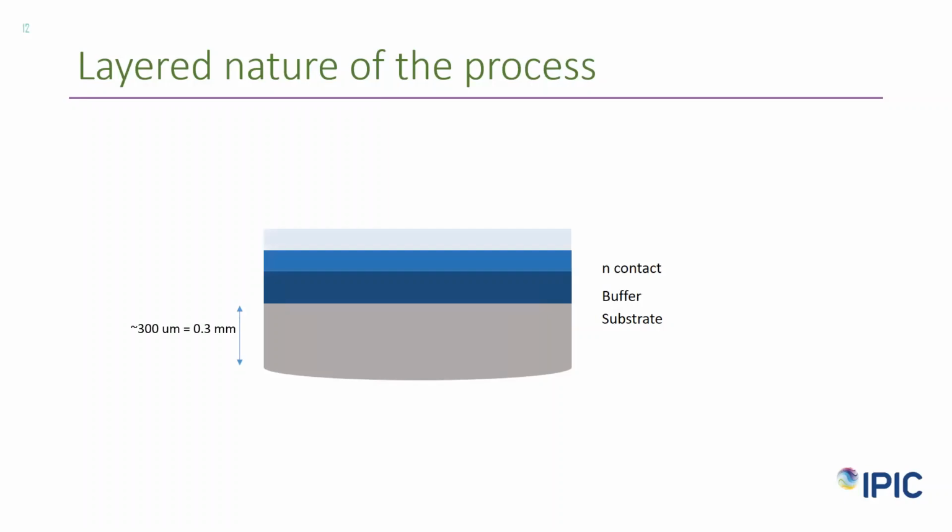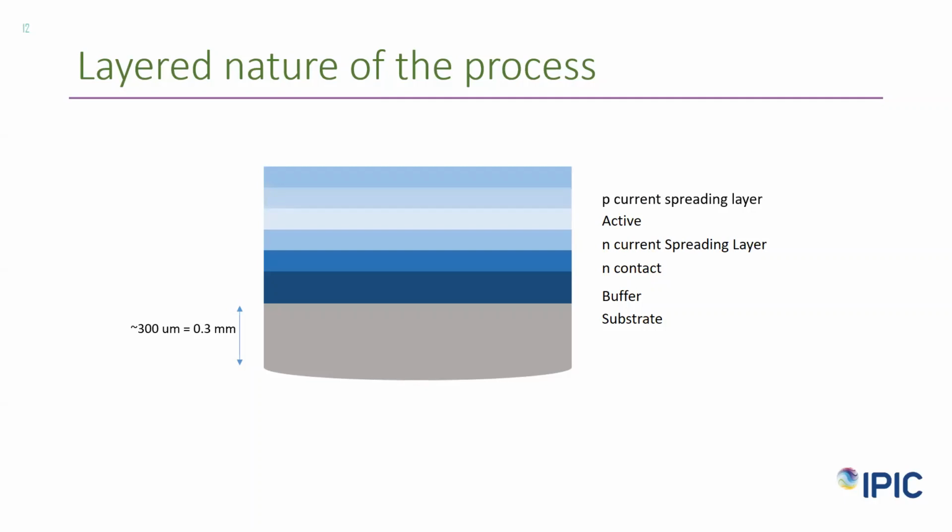Then we grow the n-contact of the device. Then we introduce the current spreading layer, which is on top of the n-contact. Now, this is the most important region, known as the active region. This is either emitting, absorbing, or manipulating, depending on the device. This is the p-type current spreading region, and then the p-contact. This entire stack is only 2 microns, whereas the substrate is a 300 micron substrate. So you can see that the substrate is very thick compared to the layers.